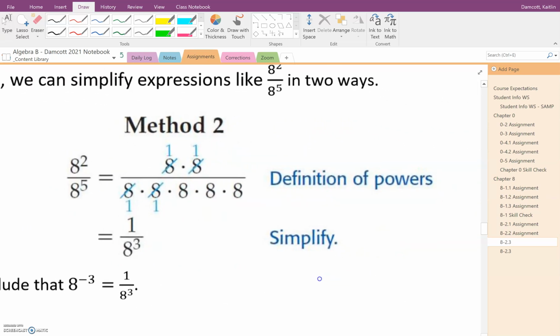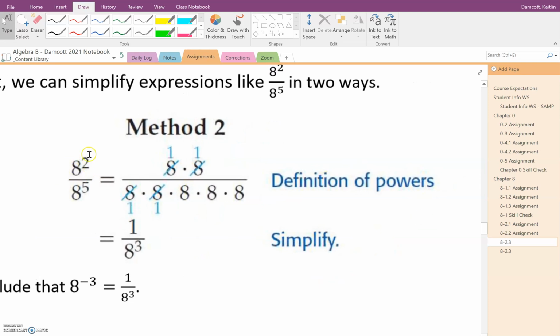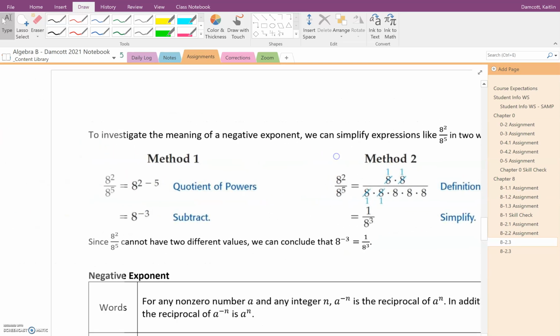In the second method, take a look. They're going to be using the definition of powers, meaning they've got 8 squared, so they're showing it as 2 factors of 8, so 8 and 8. And on the bottom, they're showing it as 5 factors of 8. Just like what we've been doing, we know that if something is occurring on the top of a fraction and on the bottom, those things can be canceled if they're the same. So we cancel 8 here, 8 there, cancel 8 here, 8 there. And what happens is we're left with nothing on top, so we have to represent that as a 1. And then we have 8 times 8 times 8, or 8 to the third on the bottom. So in this method, they're saying that 8 squared over 8 to the fifth is actually equal to 1 over 8 to the third.